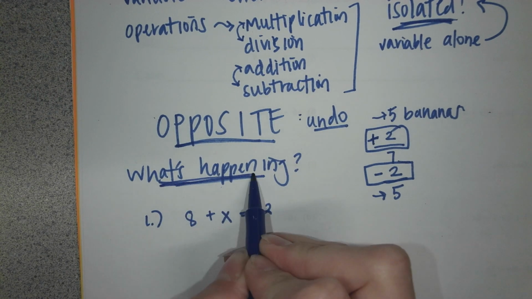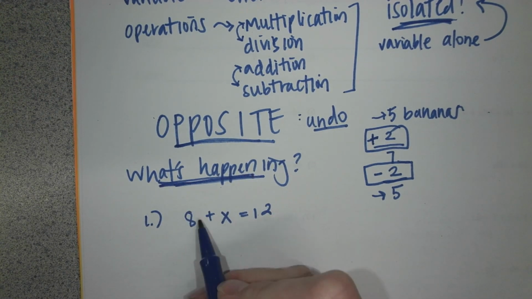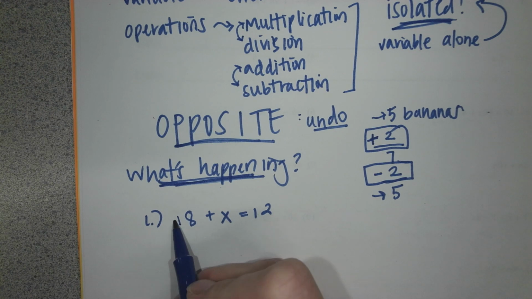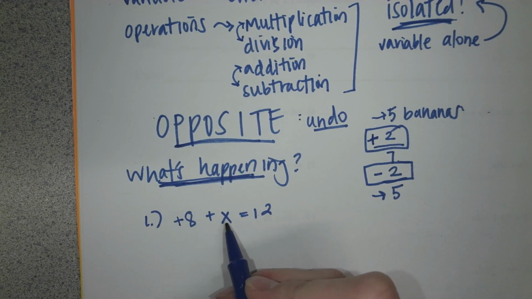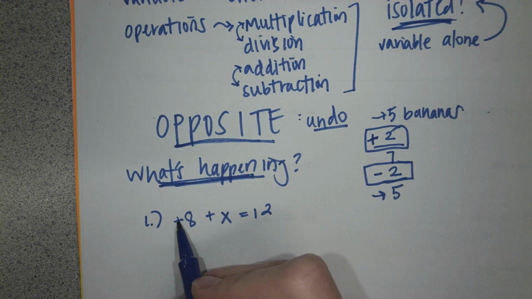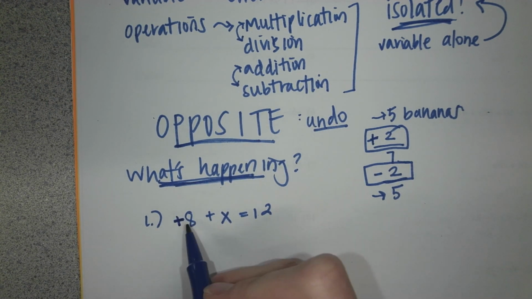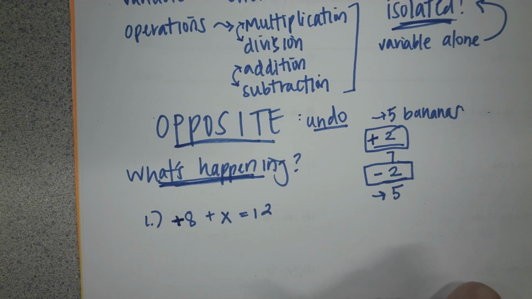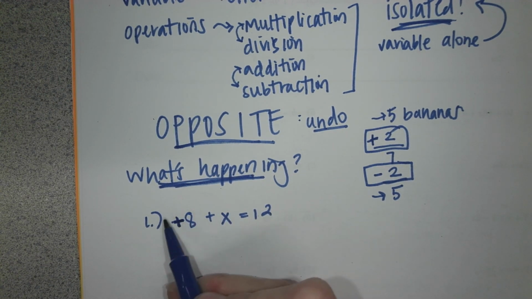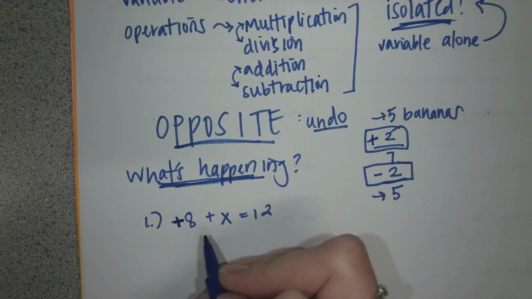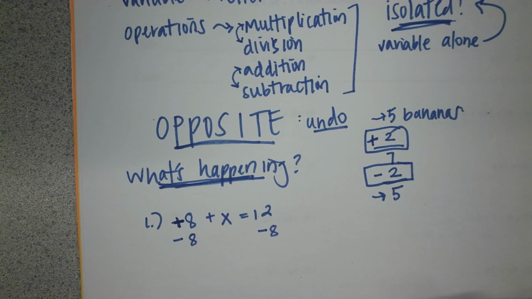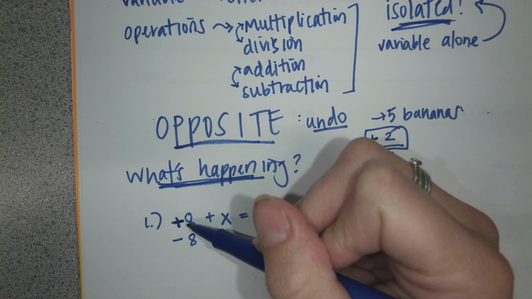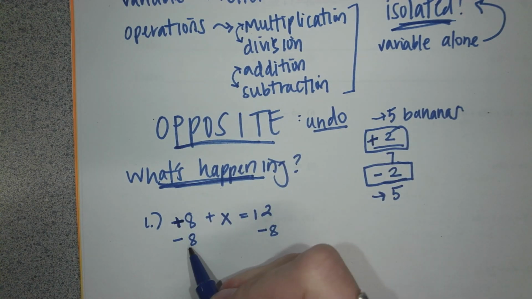So we're trying to figure out what's happening. Well, my 8 is positive. There's no sign right there, but we know it's a positive 8. So my 8 is positive, and it's adding to my x. Because it's positive, the opposite of add is subtract. So we're going to do the opposite, and we're going to subtract off 8 from one side and the other, because what you do to one side, you must do to the other. When you subtract off the 8 and you do the opposite, you're keeping it equal.